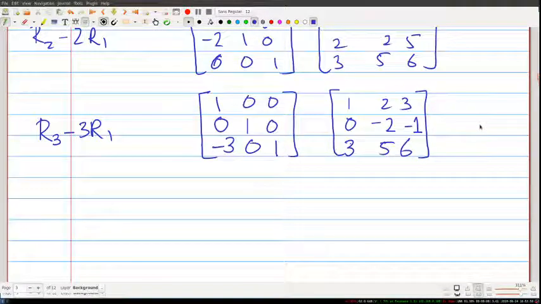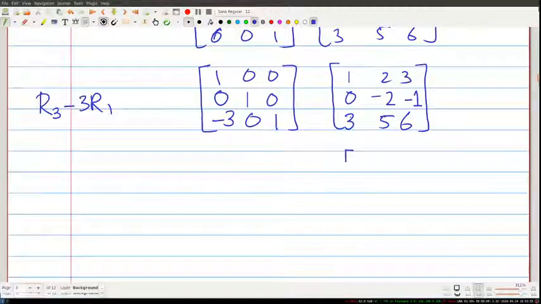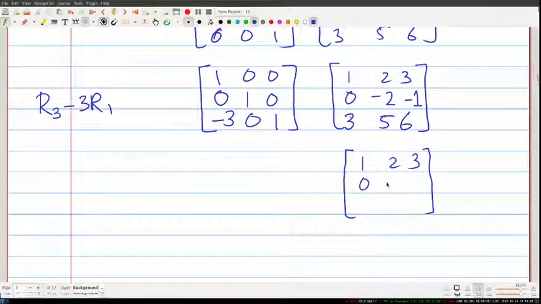Alright, so what matrix am I going to get now? So this is 1, 2, 3, 0, minus 2, minus 1, and now 3 minus 3 plus 3, 0, minus 6 plus 5 is minus 1, and then minus 9 plus 6 gives me minus 3. Okay, good. Now let's do this elimination.